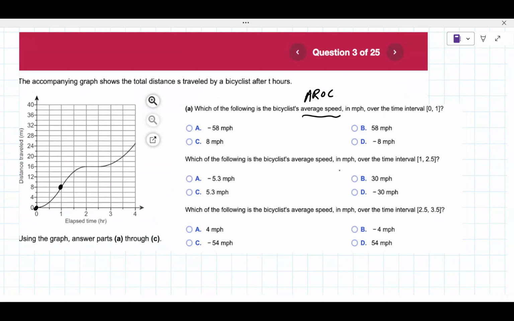So slope, and that's what average rate of change is. It's slope, which is the derivative. It's just rise over run. So you say, okay, I want up 8 and right 1. Up 8, right 1 is 8.